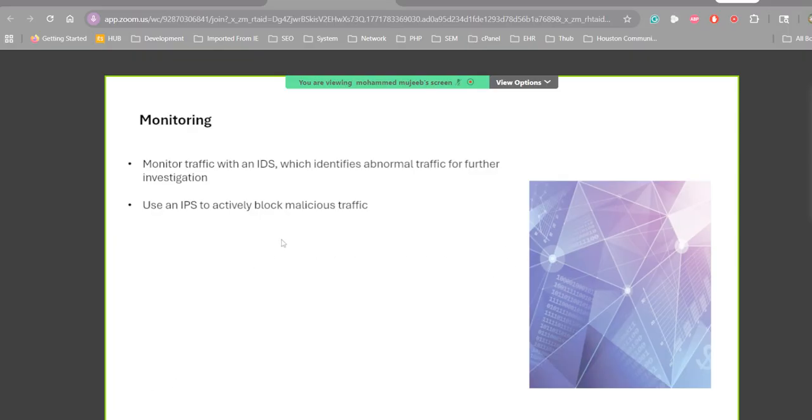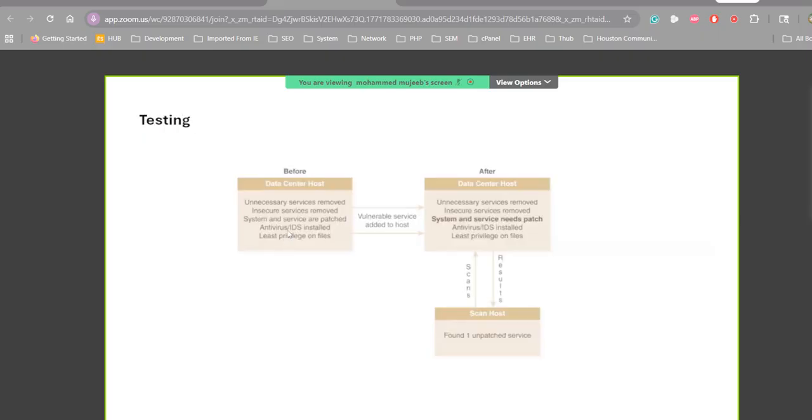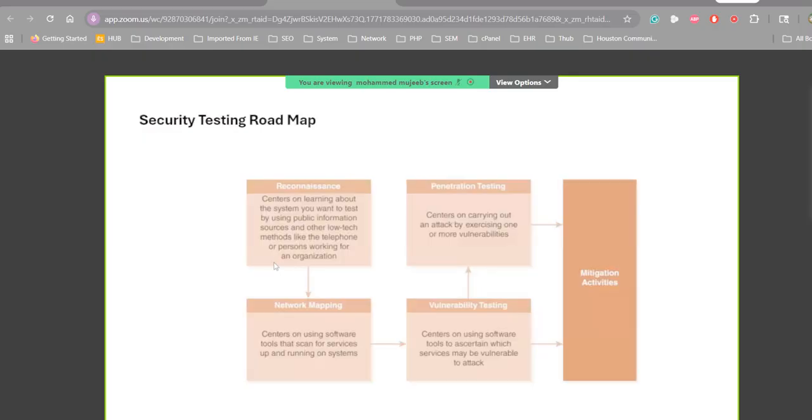One will identify it, and the other one will basically block it. Testing. You can see this before data center host, scan results, found unpatched services. So once you test it, you'll find results, and then you will find unpatched services, then you'll patch them. So you can go through this diagram in amount of detail.